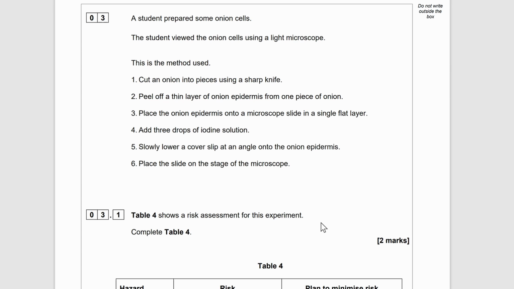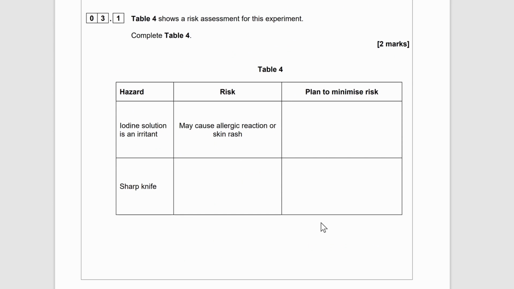3.1. Table 4 shows a risk assessment for this experiment. Complete table 4. So it's given us the hazards, both of them, which we need to be aware of in the practical, what these things can do. For one of them, the iodine solution, and then we need to think about how you can minimize the risk. So what will be the risk of a sharp knife being used in the practical? You can cut yourself, the person that is using the sharp knife.